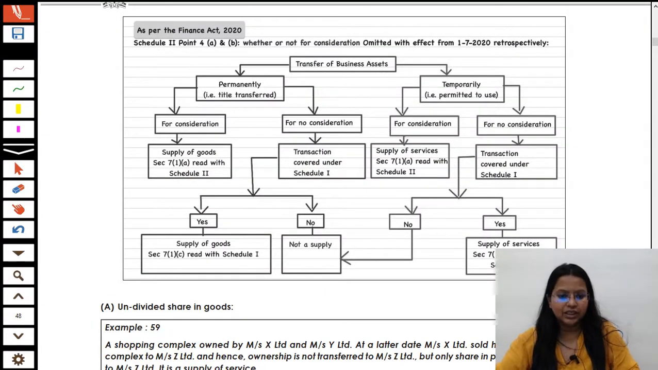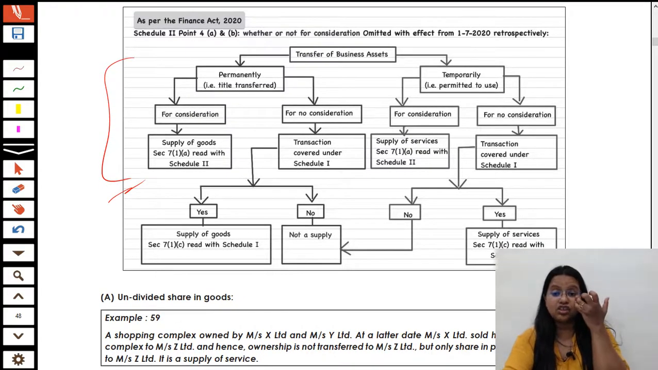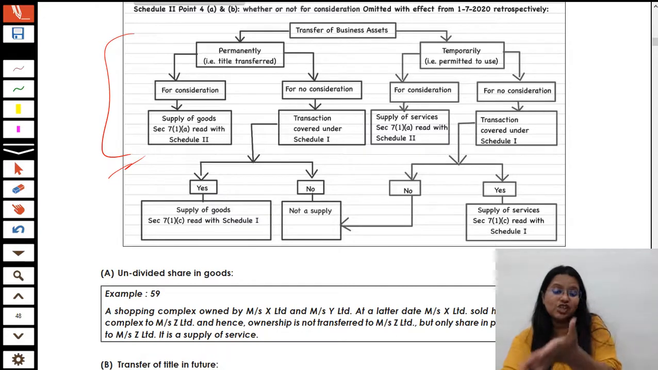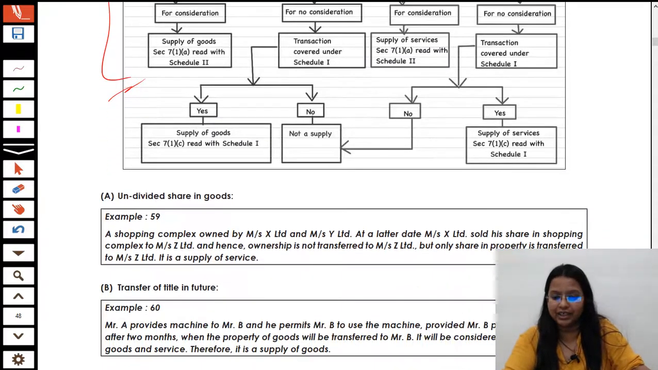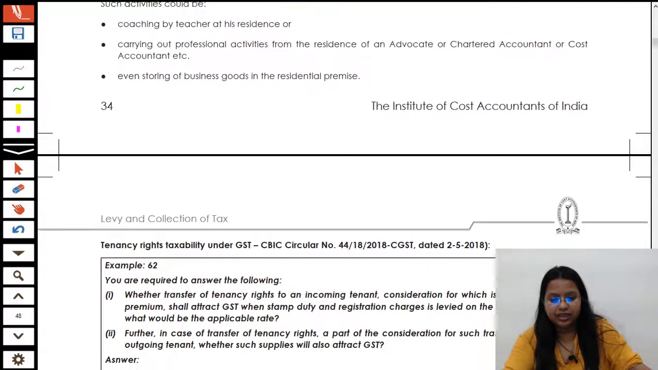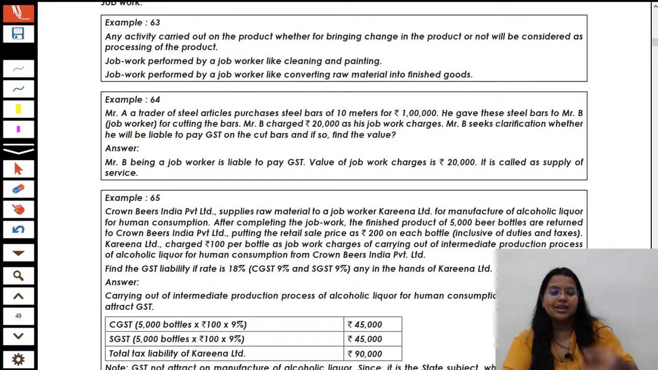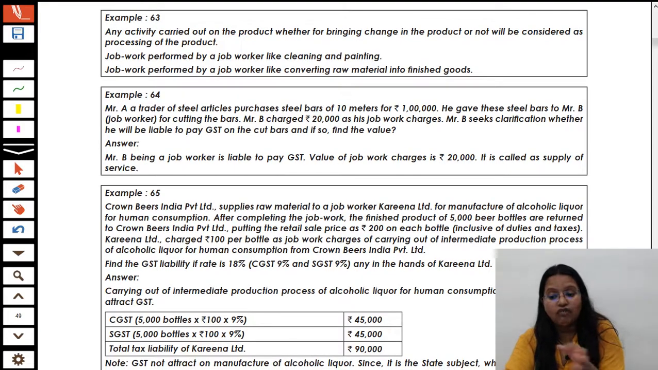We have covered these points already: the transfer of business assets permanently, if it is a case of permanent transfer, what will happen, and if it is a case of temporary, what will happen. We have already covered it. Next case is tenancy rights taxability. We have covered this point also. You can understand it with this example, that is tenancy right. It means there is no transfer of title of ownership.